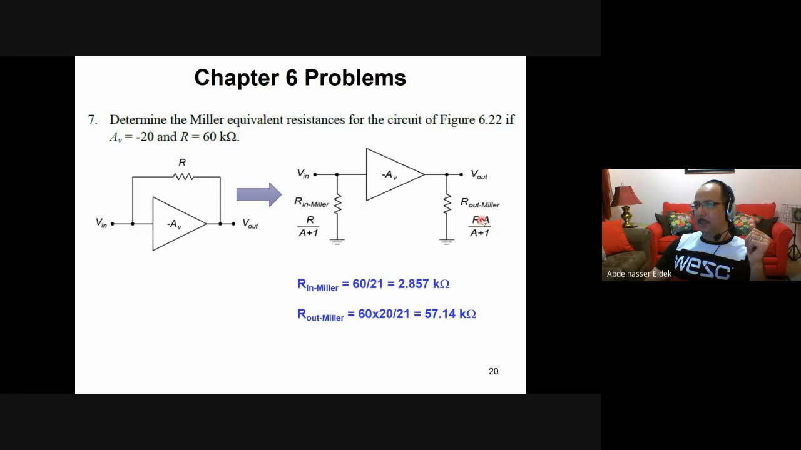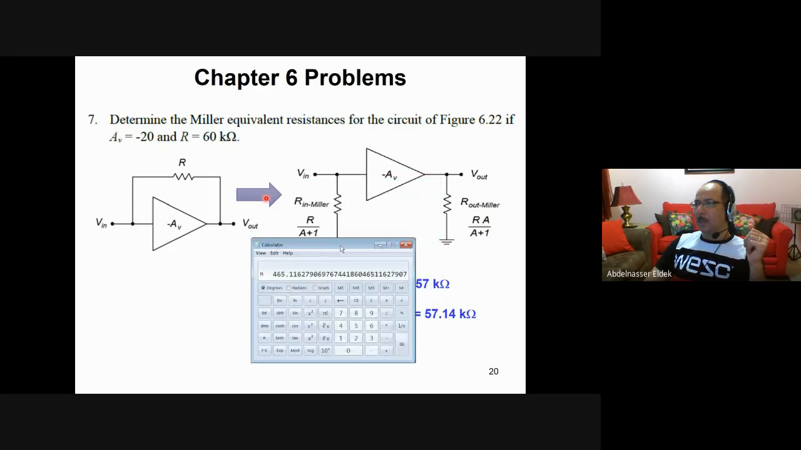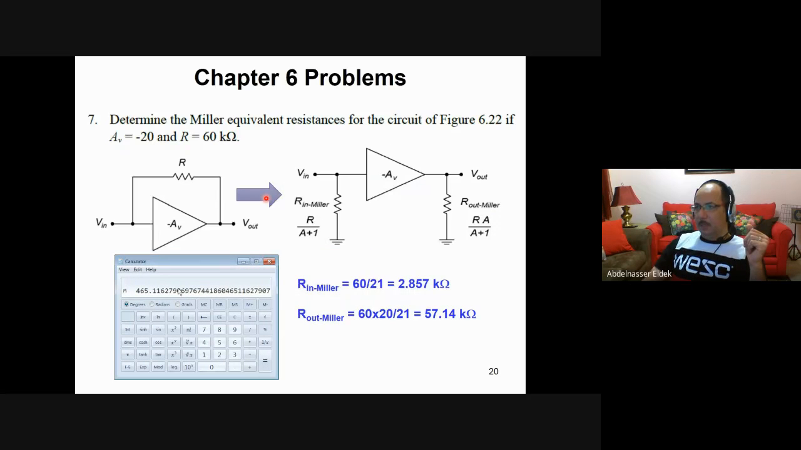And here, it will be the same, but you multiply by A on the top. You multiply everything by A. So let's calculate this. It is just R, that is 60K, divided by A plus 1, which is 21. So this is the input resistance here, 2.857 kilo ohm. And the output will be exactly the same, but you just multiply everything by A, which is 20. It will be 57.1. Here it is. This is the output impedance.